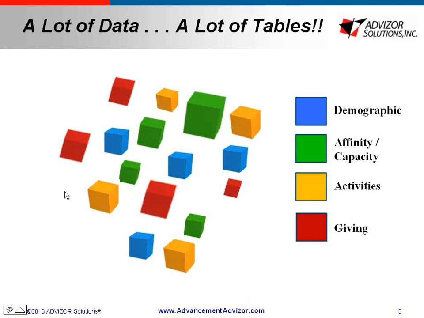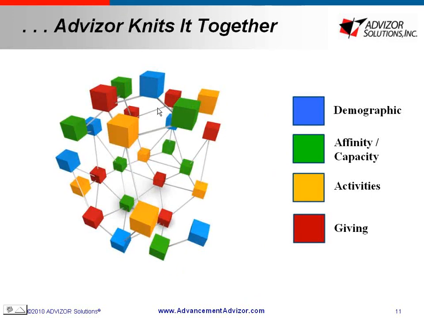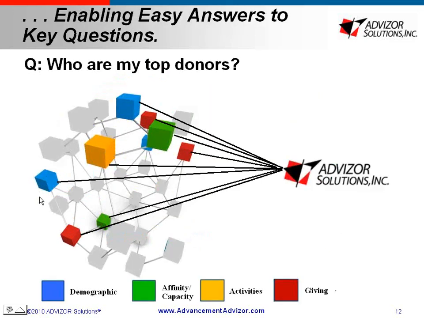So what our software does is it takes those tables, and there may be 10, 5, 20, 40 of them, knits them together in a memory pool, so it's all in memory, all available, all related to each other. And then to answer questions like who are my top donors, you can pull pieces of data from the different tables on the fly really easily.